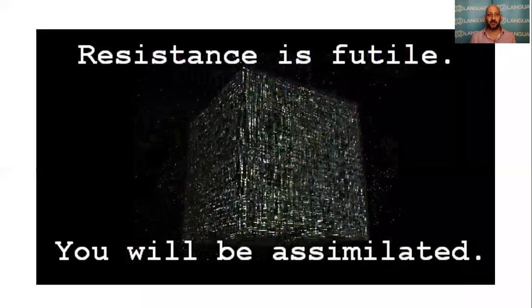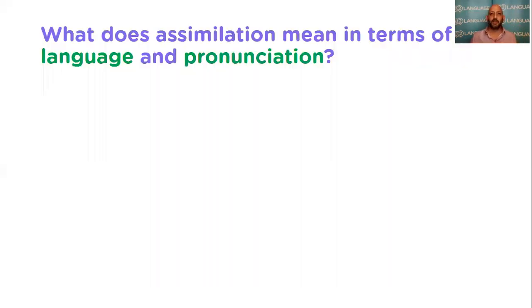It's an interesting storyline. If you haven't seen it, never mind. If you have seen it, well, I hope that this has agreed with you to see somebody referring to The Next Generation. So it's not to do with anything as sinister as making people become cyborgs. Assimilation in language terms and pronunciation terms means something slightly different. It's very much along the lines of what we talked about in the wider context. But let's have a look.